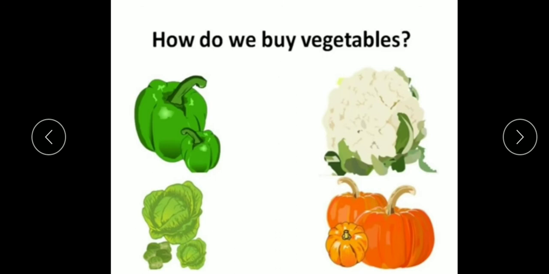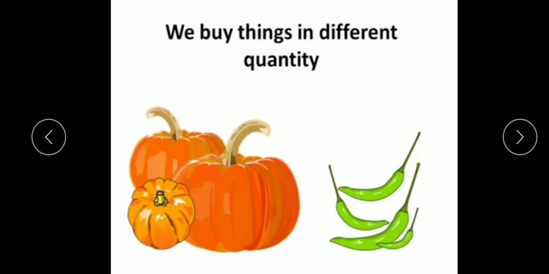Children, when we are buying a pumpkin, we buy a heavy one. But when we buy chilies, we buy them in small quantities. Right? We buy like this. When we buy a pumpkin, we buy a heavy one, but when we buy chilies, we buy in small quantities.